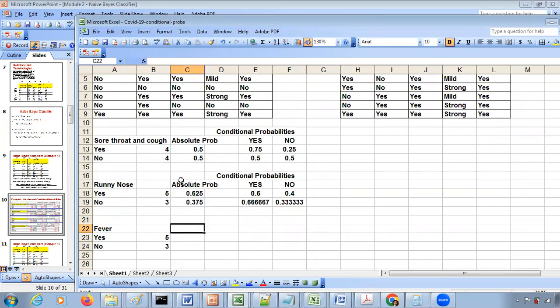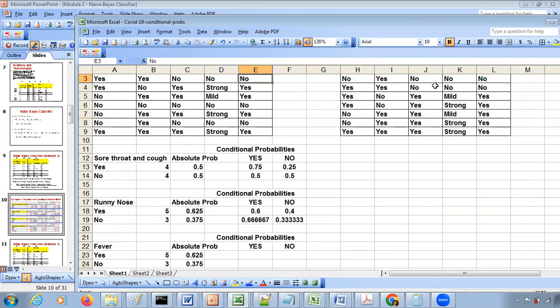So the absolute probability will be 5 over 8 and 3 over 8. Then for the conditional probabilities, among these 5 that have S for the fever, all the 5 records also have S for the class. So it's going to be 5 over 5, which is 1, and 0 over 5 for no.